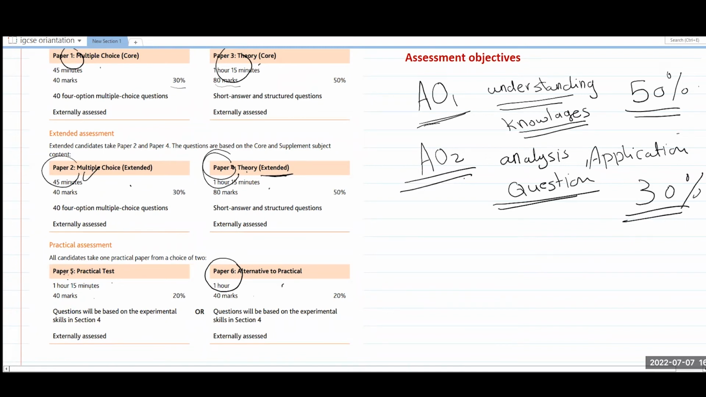As IGCSE students, AO2 will come in the form of: you will describe a graph, then you will explain the graph. Maybe they will give you 2 graphs and ask you to make a conclusion or a discussion, right? Maybe there will be quantitative analysis or questions related to mathematical calculations. You got my point? Okay.